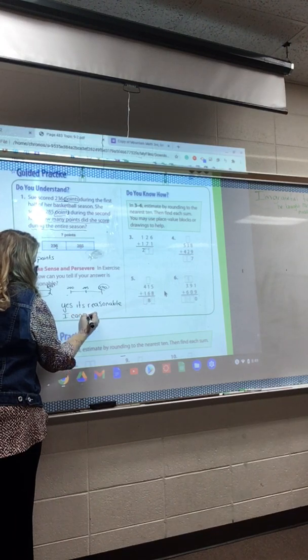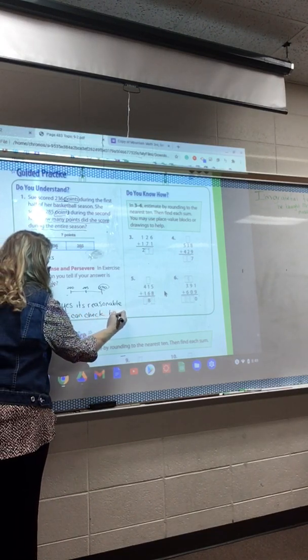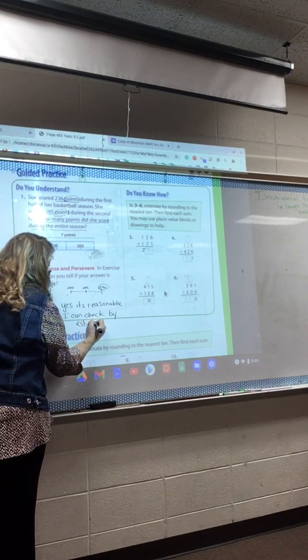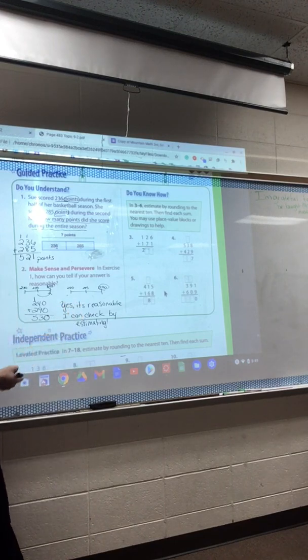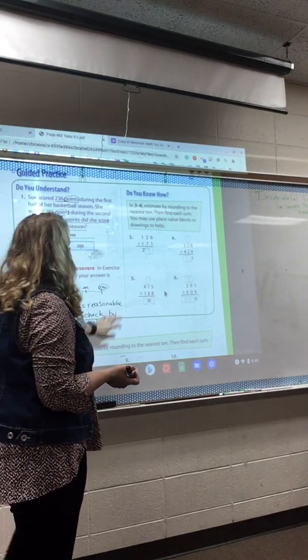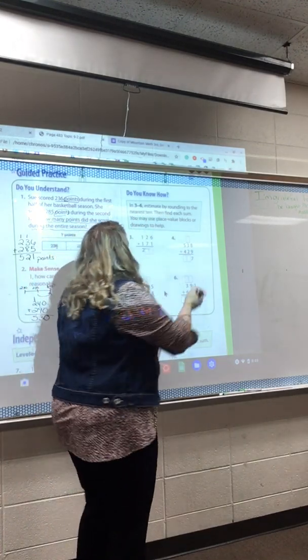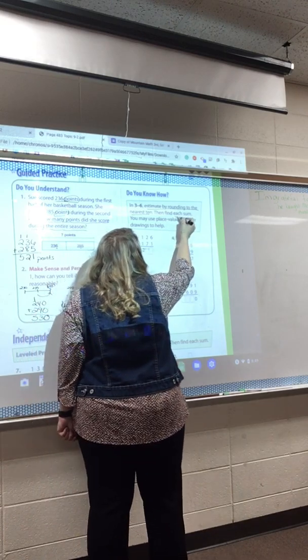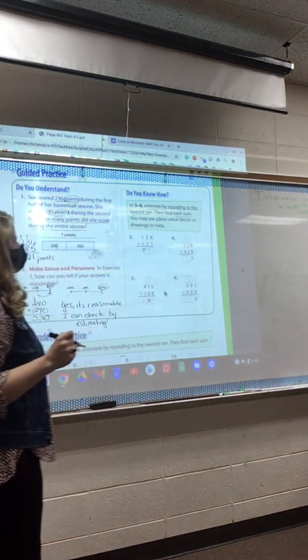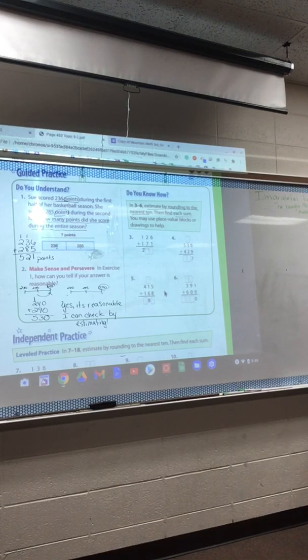I can check by estimating. So this is a capital Y there. I can check by estimating. All right, so over here in 3 and 6, and then down at the bottom, it says estimate by rounding to the nearest 10. So we have one thing that we have to do, right? And then it says find each sum, and you can use place value blocks or drawing to help. Well, with COVID, we're not getting out place value blocks because I don't have enough for everybody to have their own, but you're welcome to draw those on your whiteboard, okay?